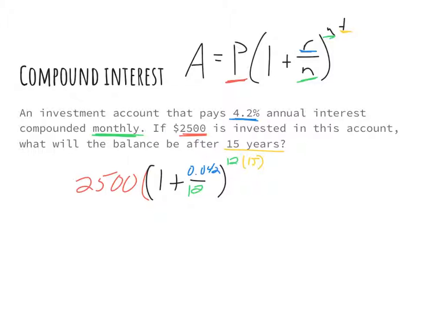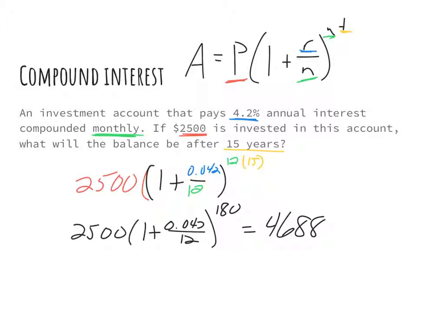So 12 times 15, we'll clean this up a little bit first. 12 times 15 gives us 180. So I can type this into my calculator just the way I see it, and if I do that, I will get an answer of $4,688.87. We round it to 2 decimal places because we are talking about money.